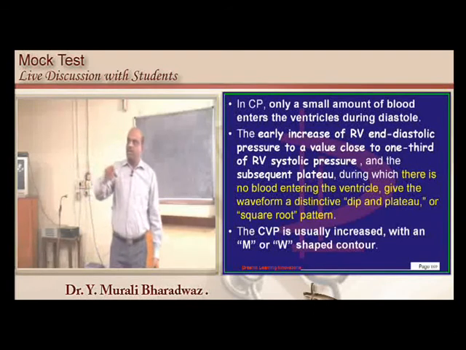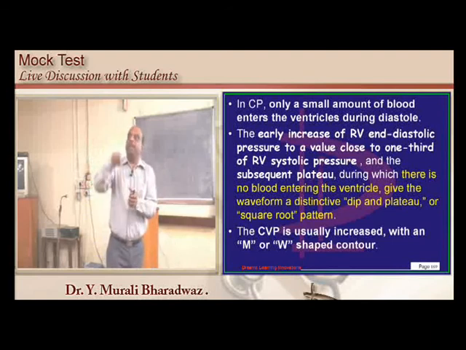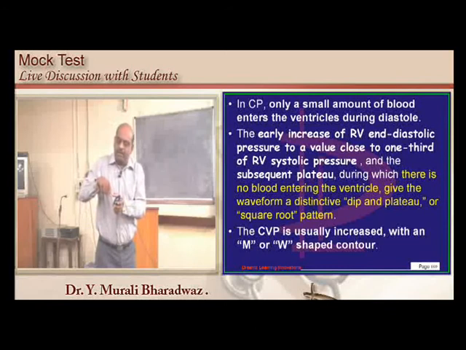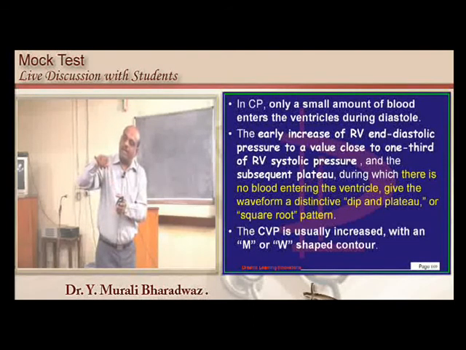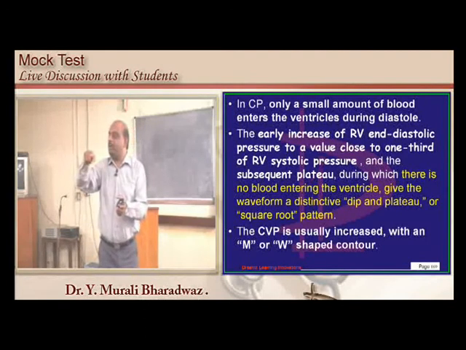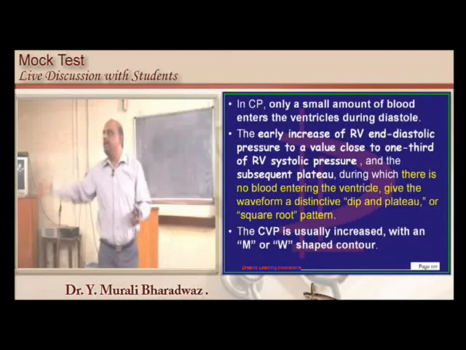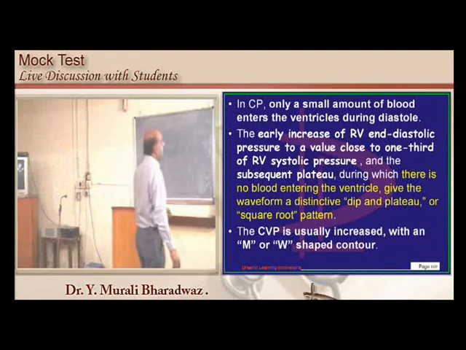You are able to get me? So initially there is a steep rise, that is RV. So when the right ventricle is getting filled with the blood, we record what? Diastolic pressure inside the right ventricular chamber. So that will rise to 1/3 of what has risen in systolic time. But once the pressure rises to around 1/3 of systolic pressure, further diastolic pressure won't rise and it will achieve a plateau, because the ventricle is not able to fill anymore. That creates a typical square root sign, is what need to be remembered.